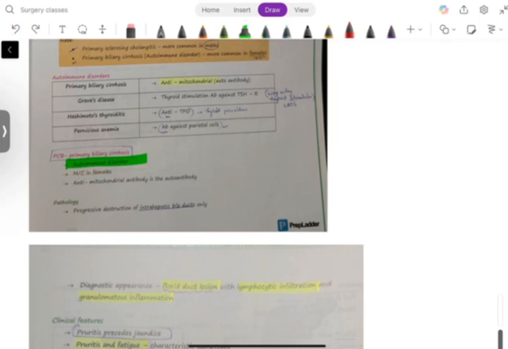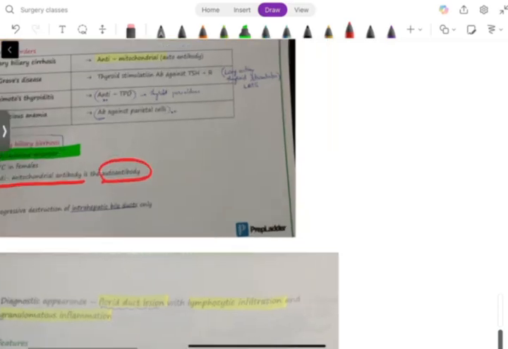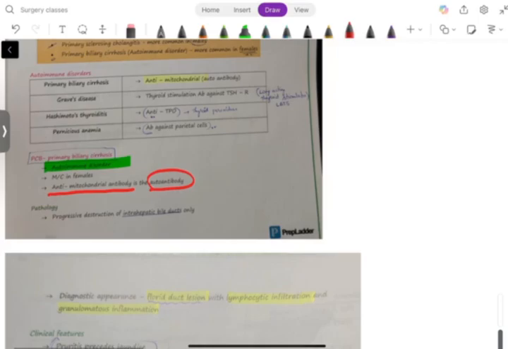Okay, so what is the antibody here? Antimitochondrial antibody is the autoantibody. So basically this is like a drug which is produced by our body to fight against our own body.